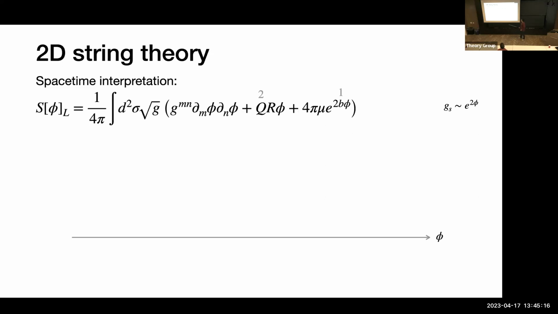So the first thing to notice is that there's a linear dilaton term, and as a consequence, since this is going to be interpreted as a space direction, the string coupling depends on where you are in space. So when phi is very large and negative, we have very weak coupling, and then at the opposite extreme, where phi is large, we have very strong coupling.